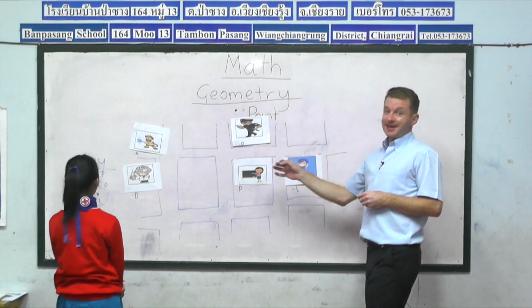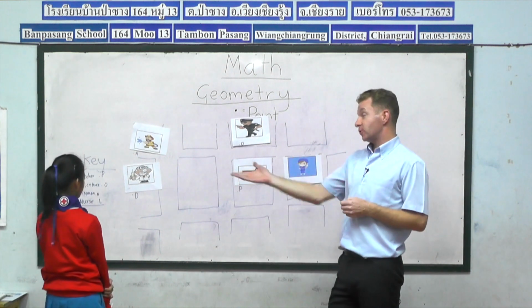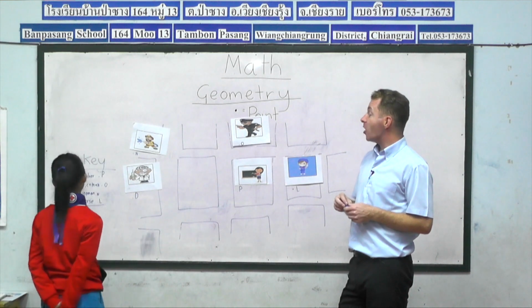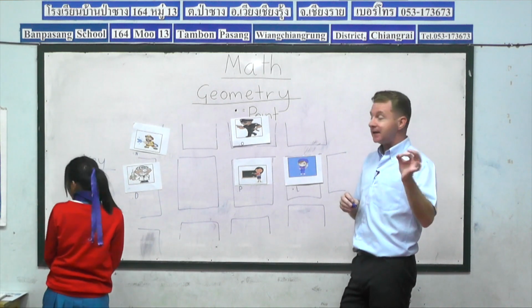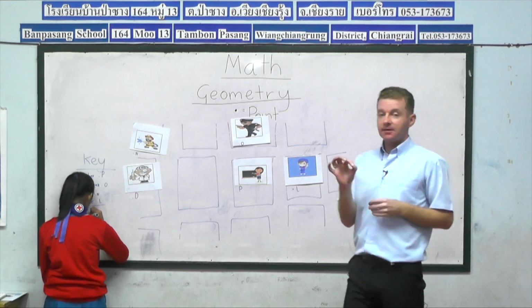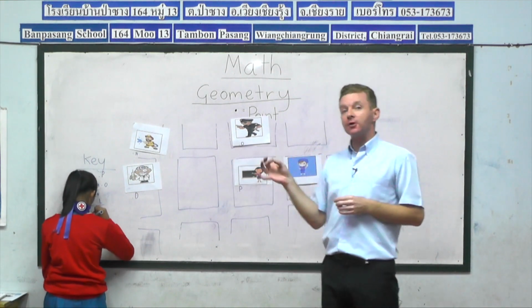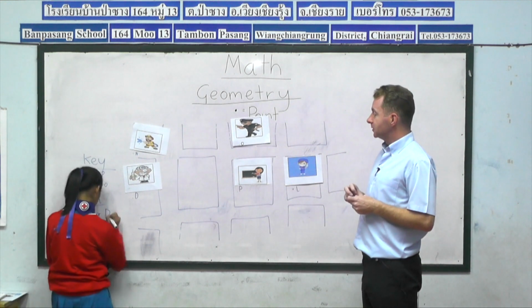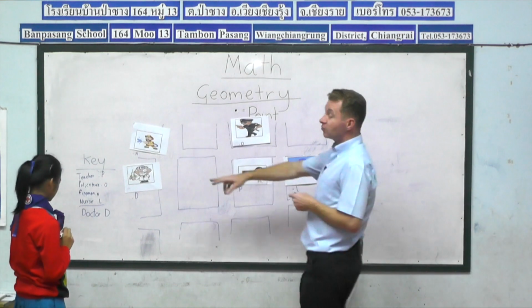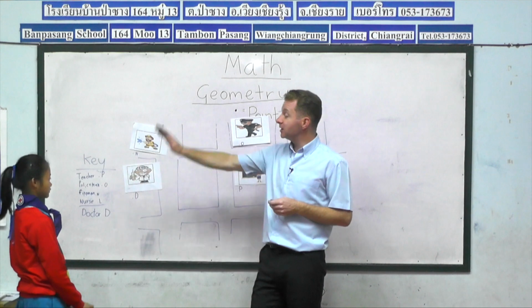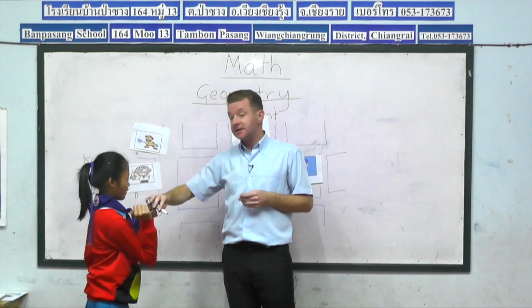Brilliant. So point D for doctor or for Dan. So now we can fill in our key. So doctor, D-O-C-T-O-R. Doctor. Excellent, Dan. Well done. And we can all say together, doctor, point D. Dan, that was brilliant. Big round of applause for Dan, please, guys.